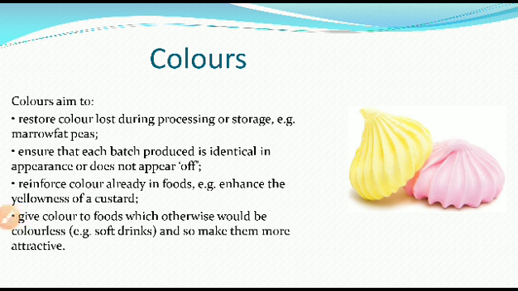Next additive is the color. The color aims to restore the color lost during processing or storage. That means if we process the food, the original color of that food gets destroyed, and to enhance that color we add a coloring agent. Another aim of the color is to ensure that each batch produced is identical in appearance and does not appear off. Also, it reinforces the color already in food and gives color to food which would otherwise be colorless.